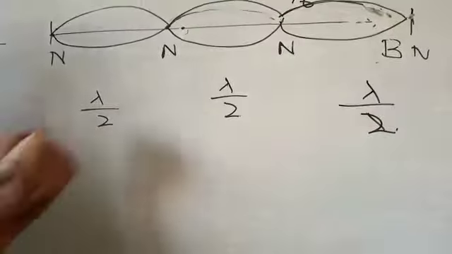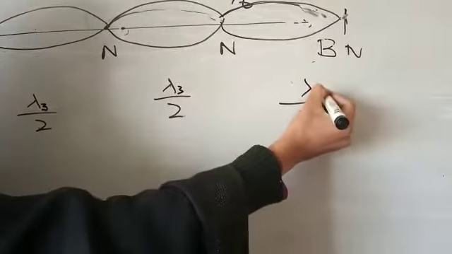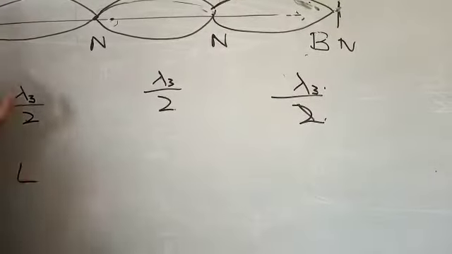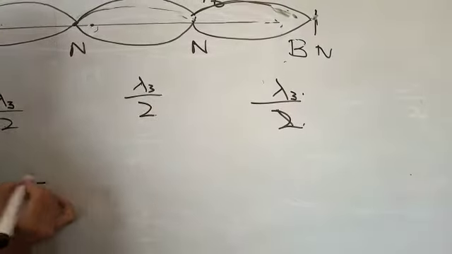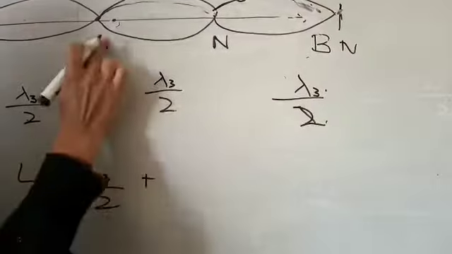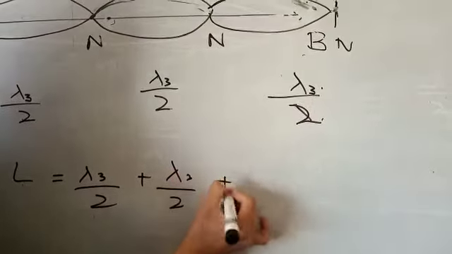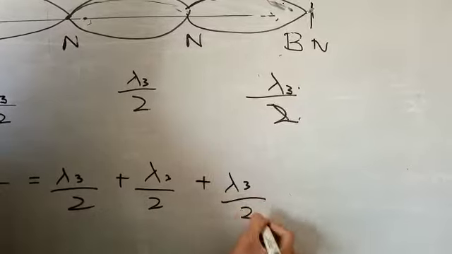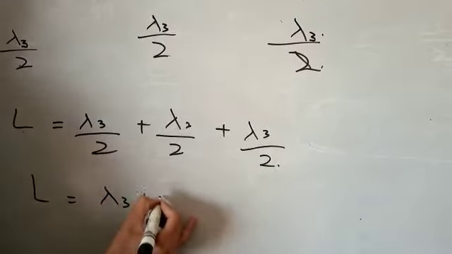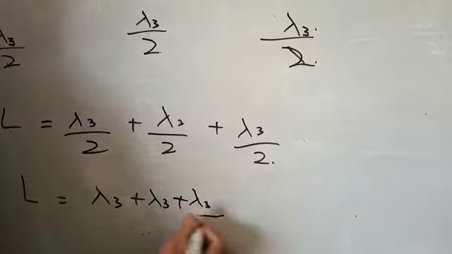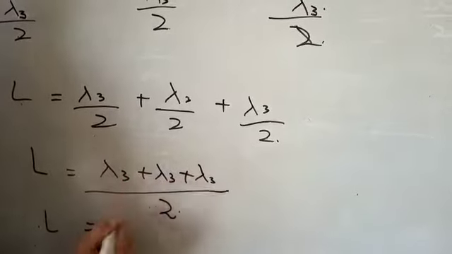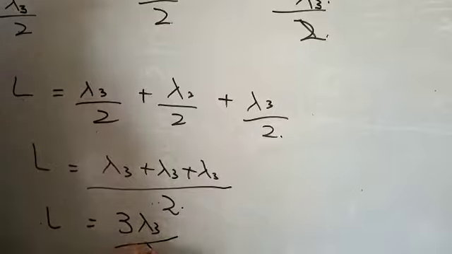As we are discussing the third case, we can write lambda 3 by 2, lambda 3 by 2, lambda 3 by 2. Now if we write the expression for the length of this string, this whole length from this point to that one is equal to the sum of these three values. L is equal to lambda 3 by 2 plus lambda 3 by 2 plus lambda 3 by 2. Now we take the LCM. We can write L is equal to lambda 3 plus lambda 3 plus lambda 3 divided by 2, or L is equal to 1 plus 1 plus 1, which is 3 lambda 3 divided by 2.